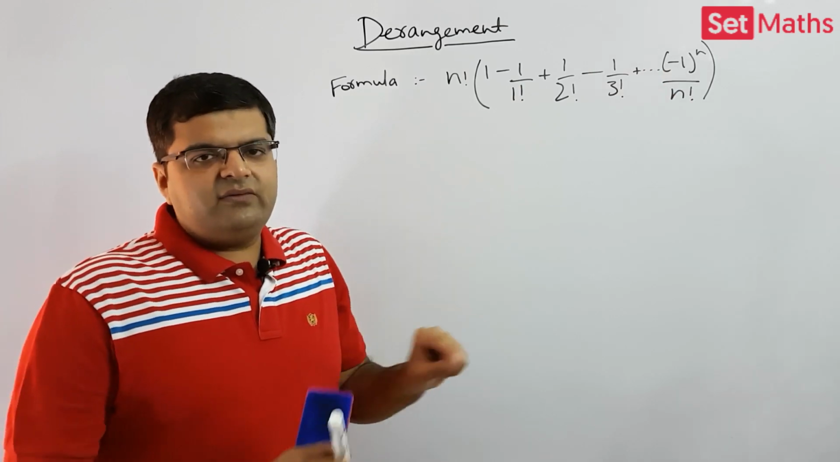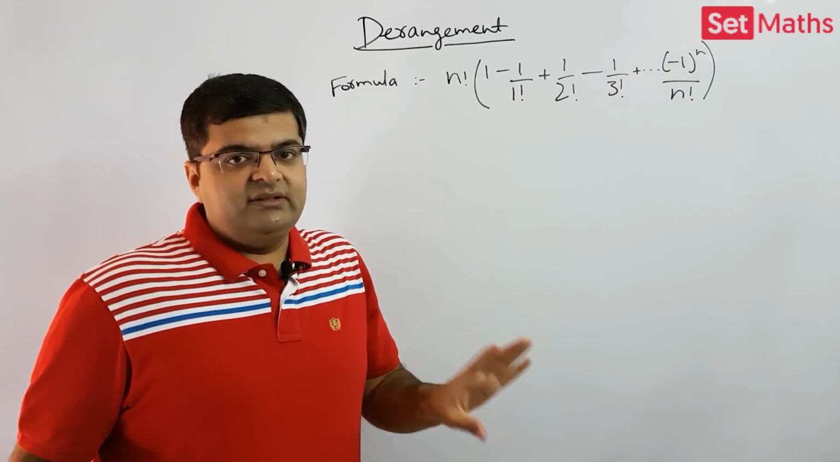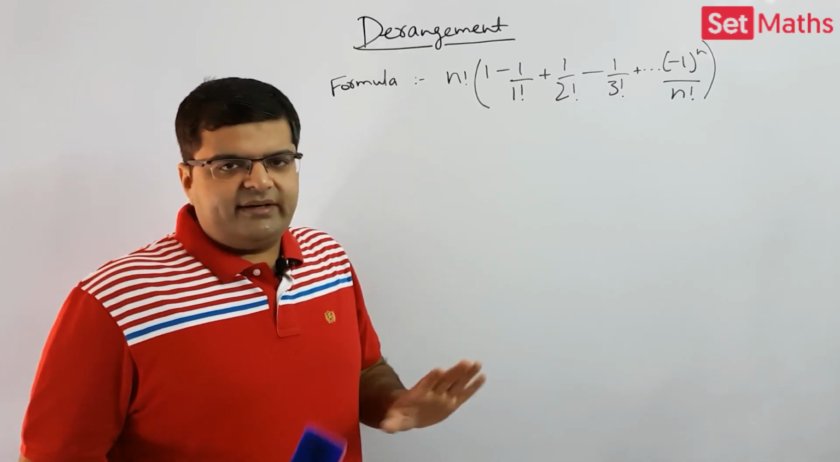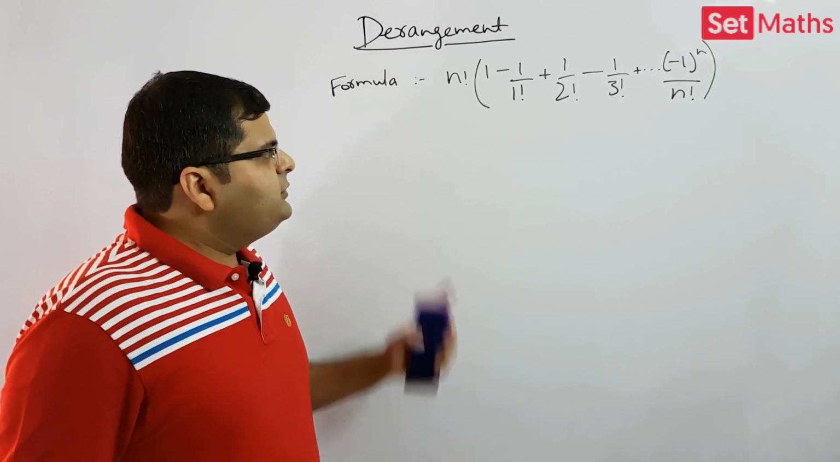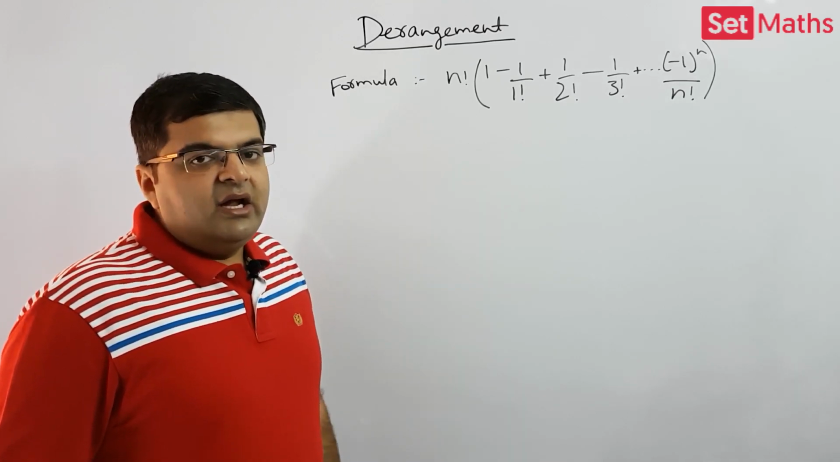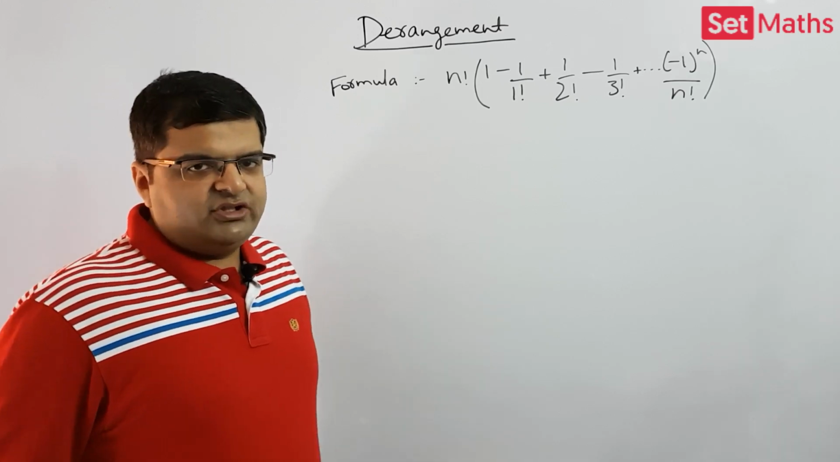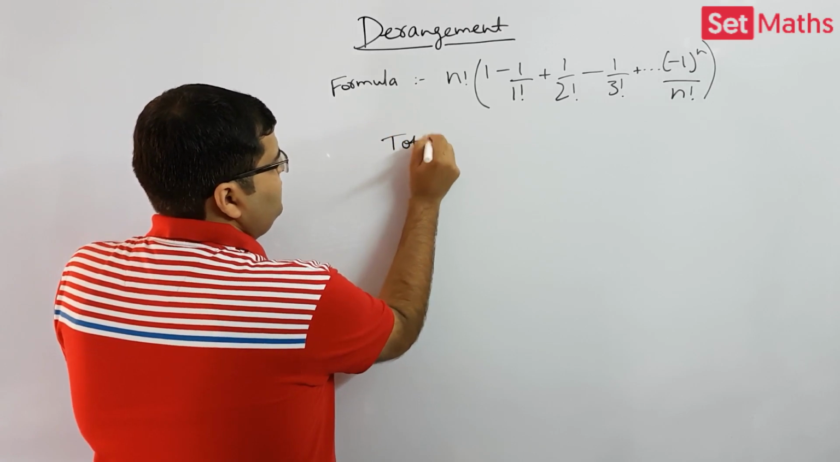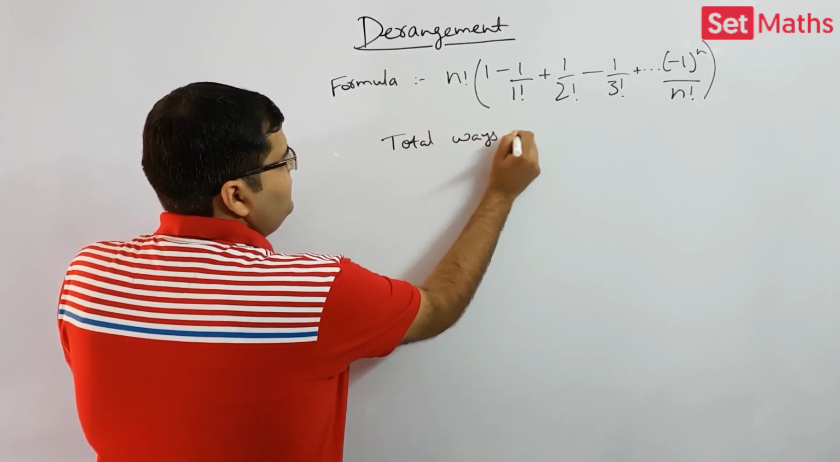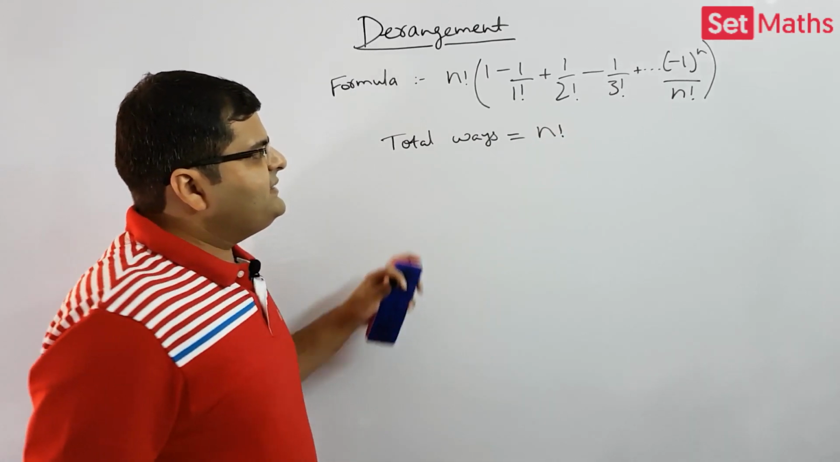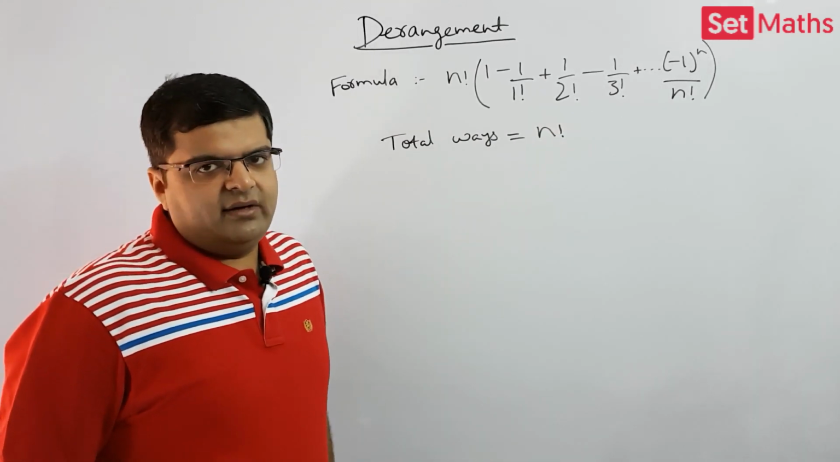Deranged means none of the elements is at its correct place. So 0 elements are at their correct place, then it is a derangement. Now to derive this formula, let us say I have n things. The total number of ways n things can be arranged is n factorial.